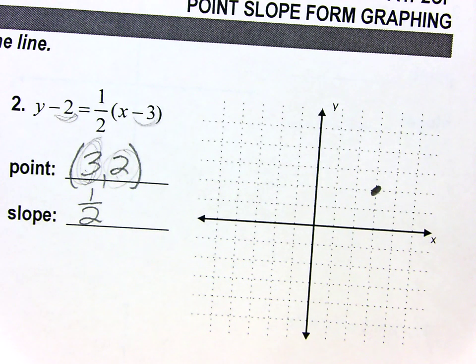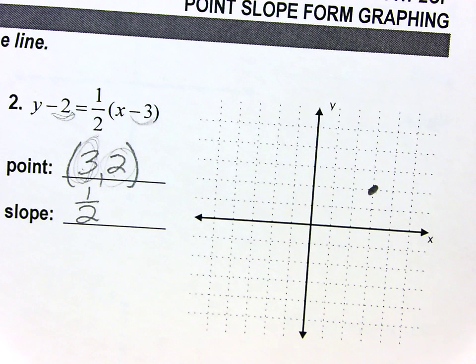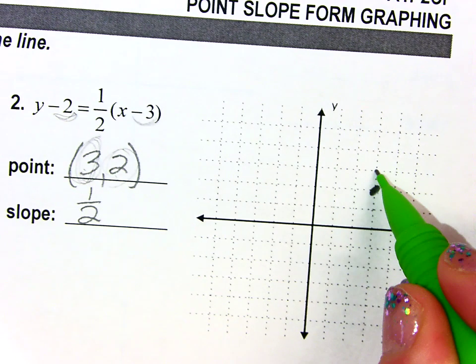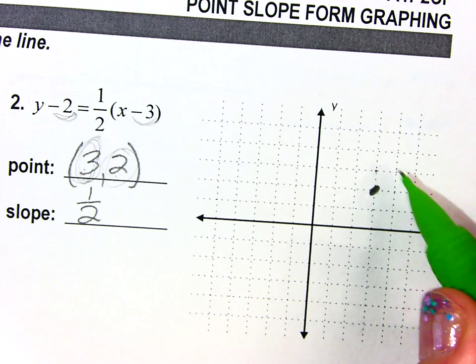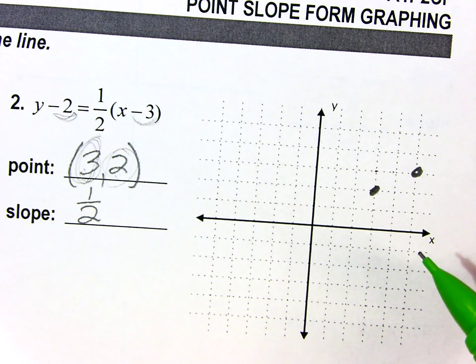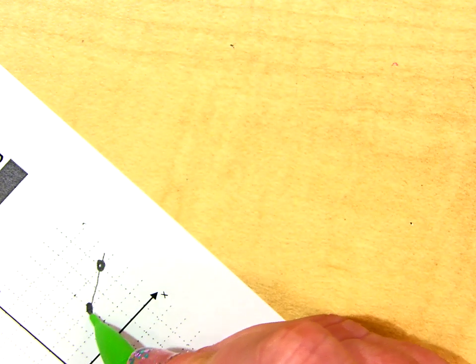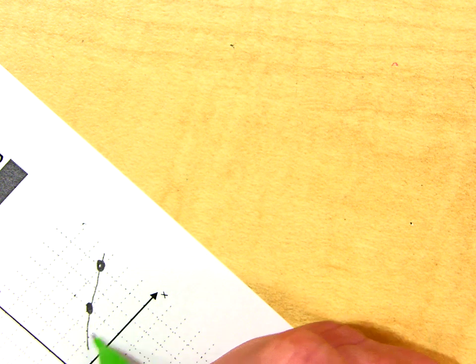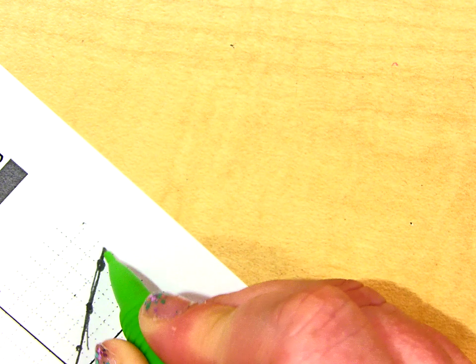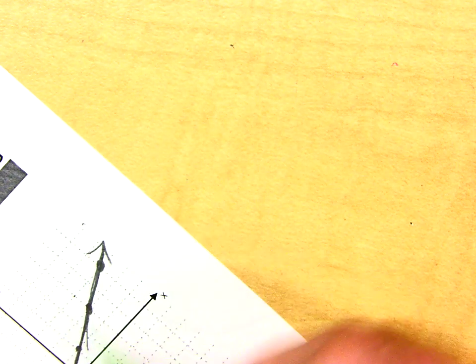So now from that point, I'm going to follow my slope. So a slope of 1/2 tells me to go which way? Over. To the right, always to the right. Good. Up 1 to the right 2. And then I can connect my dots. Sorry, look more like that. There we go. That looks better.